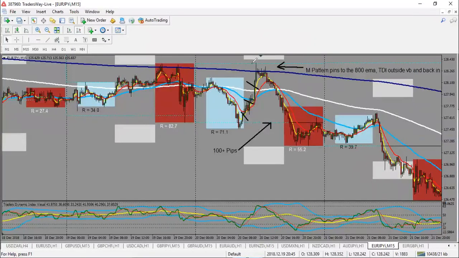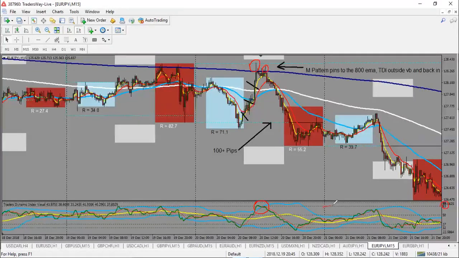Now we had this nice pin rejection off of yesterday's high. This pin grabbing the orders for its first leg. Closes below the 800 EMA. Works the area for about 45 to 90 minutes. And right here issues our second pin. Closes below the 800 EMA. Look at TDI here. Outside the volatility band, back inside.